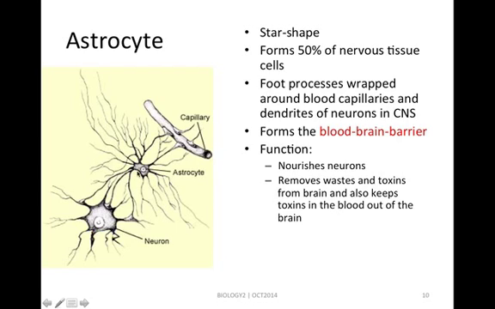So in this diagram here, you see the star-like astrocyte. One end of the astrocyte has foot processes that wrap around blood capillaries. So nutrients will be drawn from the blood capillary towards the astrocyte and delivered to the neurons. Neurons will produce waste and toxins and send them back via the astrocyte to the blood. Astrocytes form what we call the blood-brain barrier, or BBB for short.